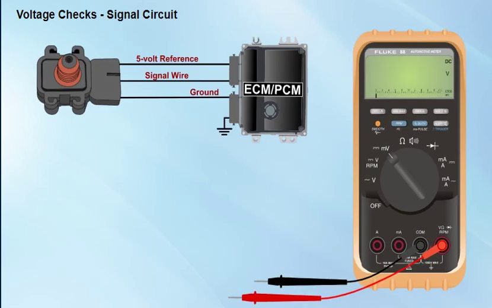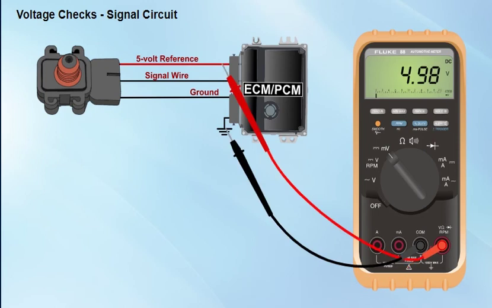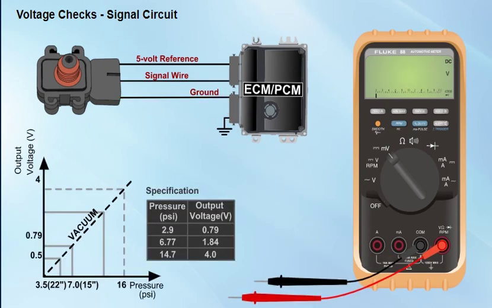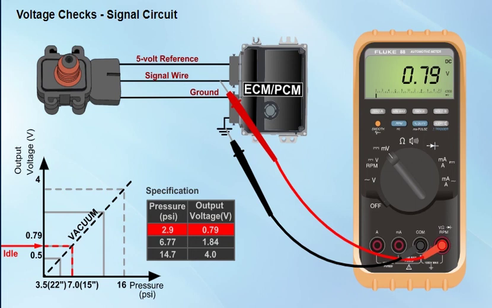This MAP circuit also uses reference voltage. If the reference wire voltage is within spec, 5 volts, and signal voltage is out of spec, check the voltage on the ground wire. The voltage on the signal wire should vary between approximately 0.5 and 4.5 volts as the throttle is opened and closed. At low manifold pressure, at idle for example, output voltage on the signal wire is low. At high manifold pressure, open throttle, voltage on the signal wire is high.